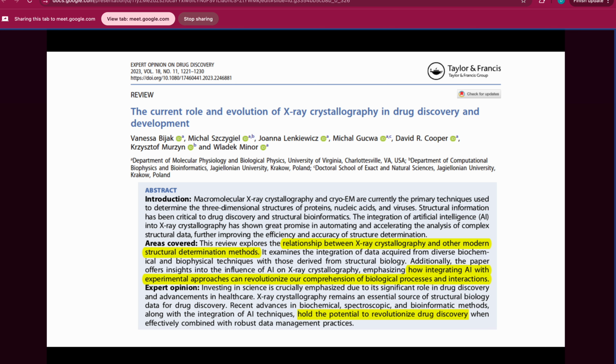as I always say, it is an art. Sometimes you might get the crystal, sometimes you might not. So in those cases, it is time consuming. Otherwise, this method is highly reliable. So for structural analysis, mostly people prefer X-ray crystallography.